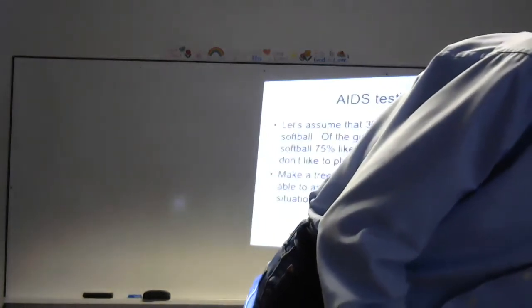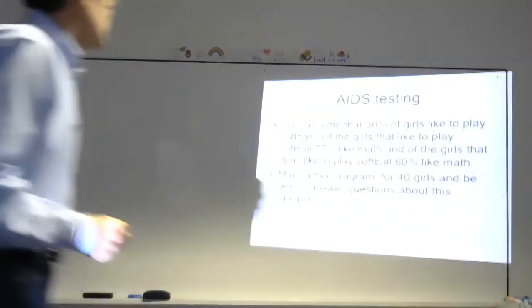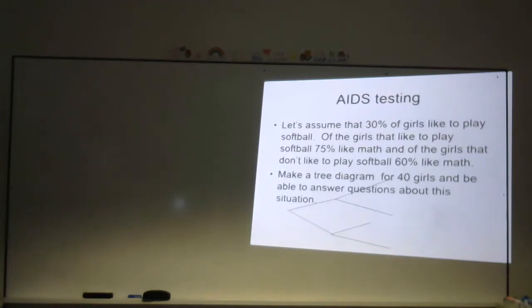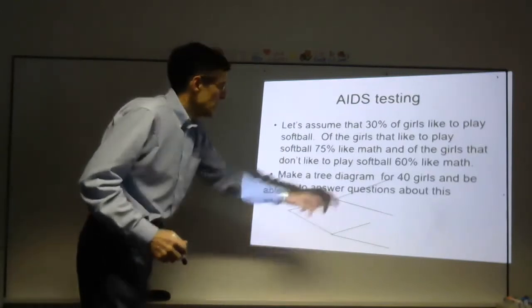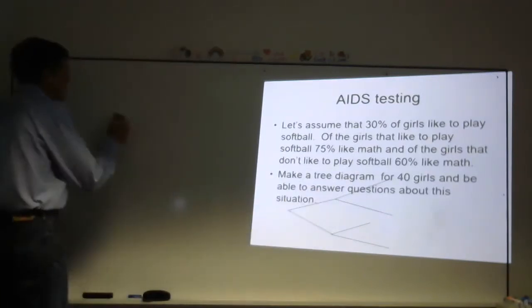In this particular situation, we have 30% of girls who like to play softball. Of the girls that like to play softball, 75% like math, and of the girls that don't like to play softball, 60% like math, and so on and so on. We're going to make a tree diagram, something like I've shown you here.